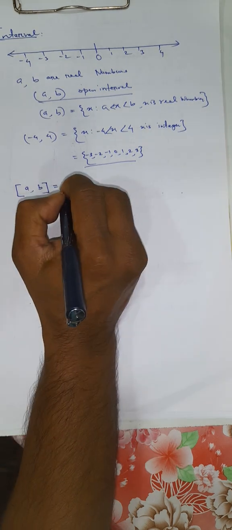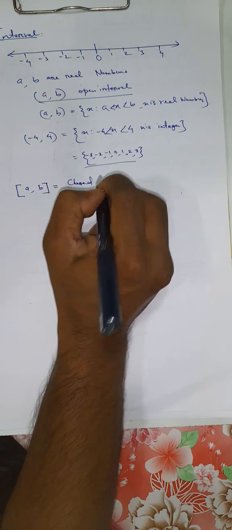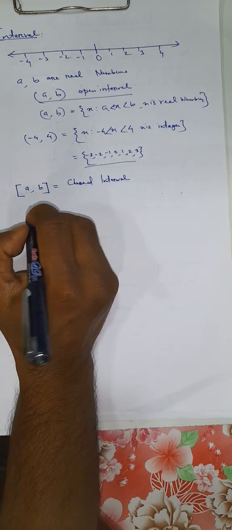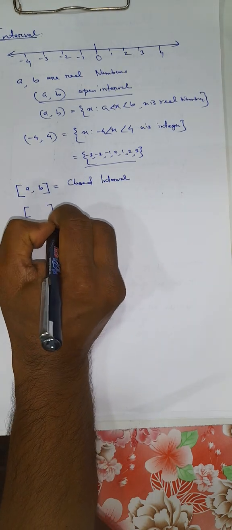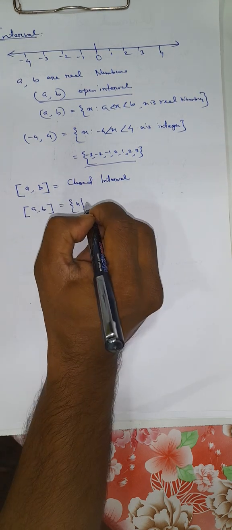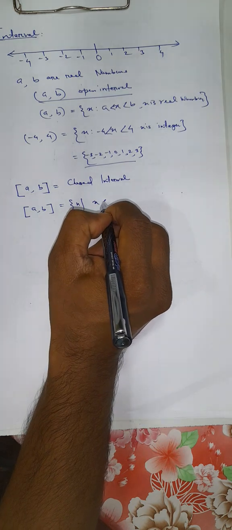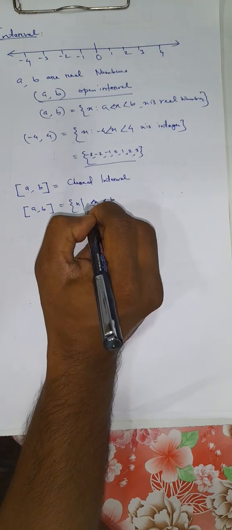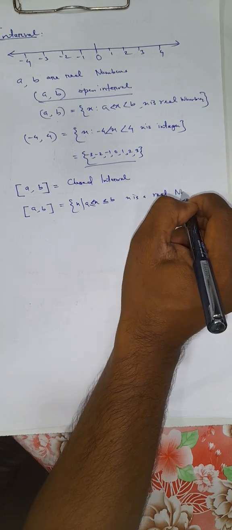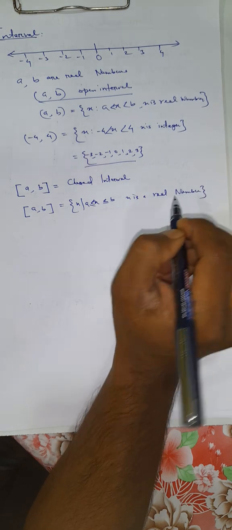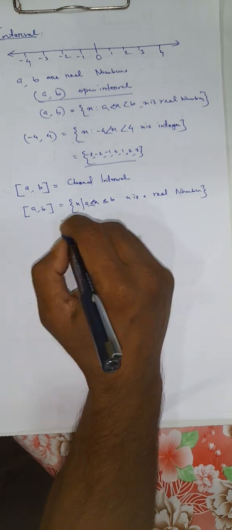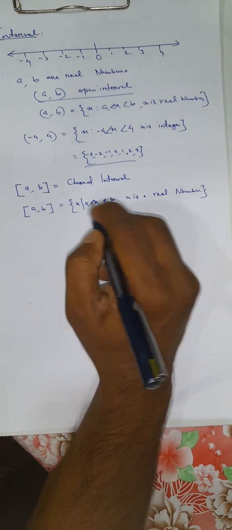This is called closed interval. So what is defined by [a, b] here? This is a set of x such that x is less than or equal to b, x is greater than or equal to a, and x is a real number, right? So this interval is called closed interval.